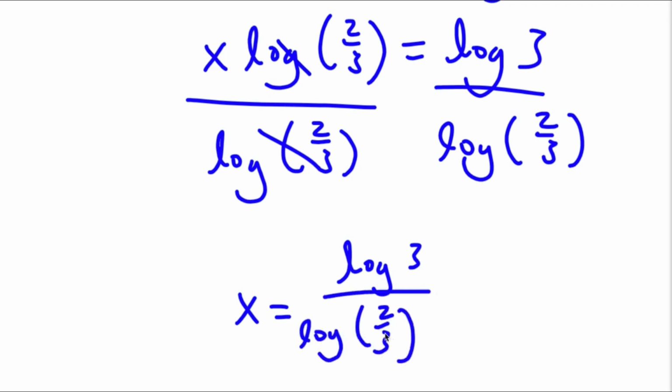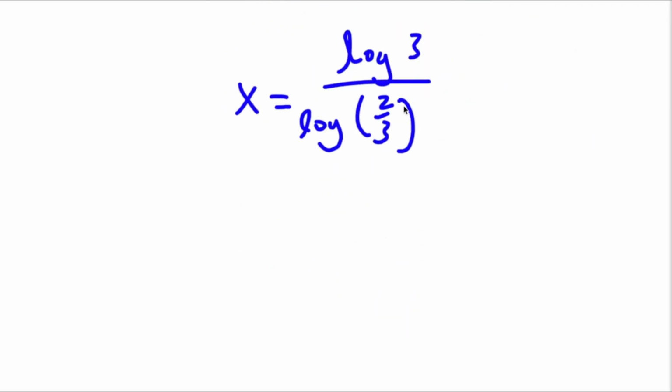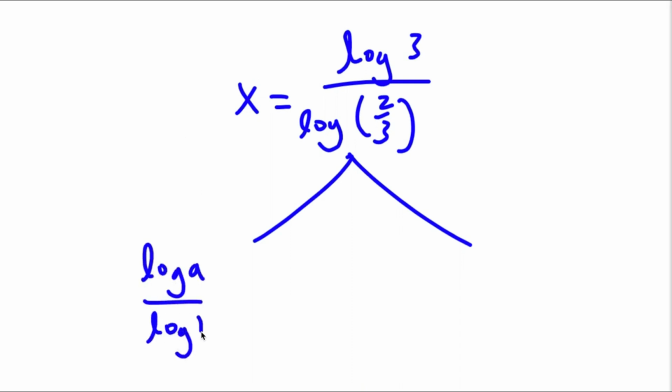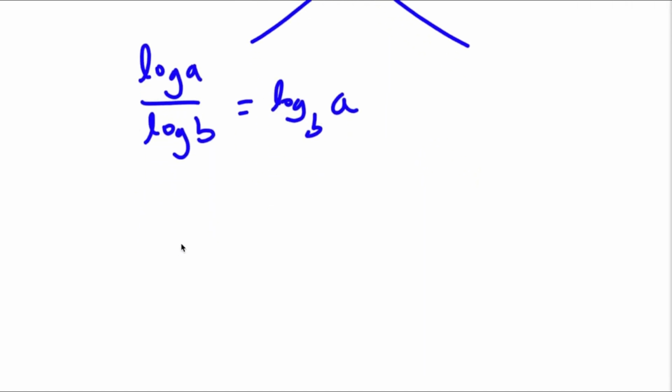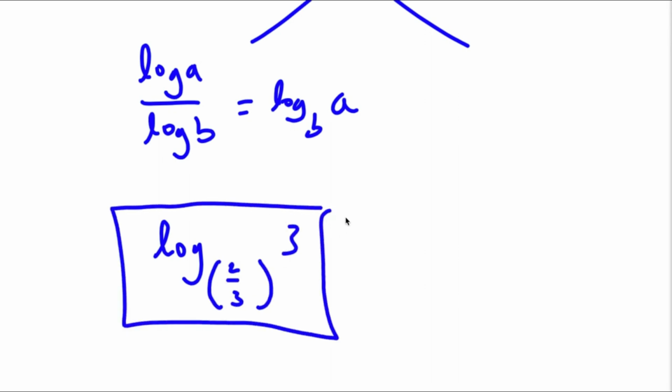Now I can actually write this in two different forms. First off, the first form, if I have something in the form log a over log b, this is going to equal log base b of a. So meaning this would equal log base 2 over 3 of 3. So this is one way of writing this.